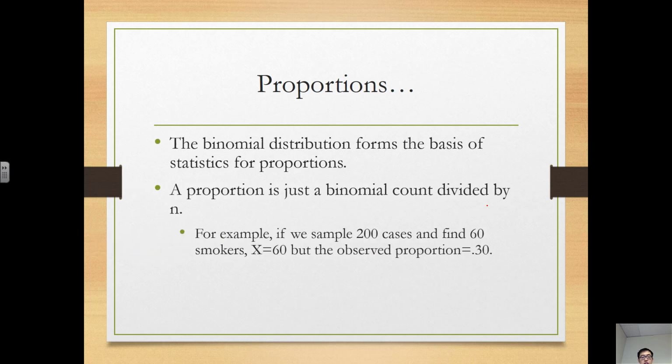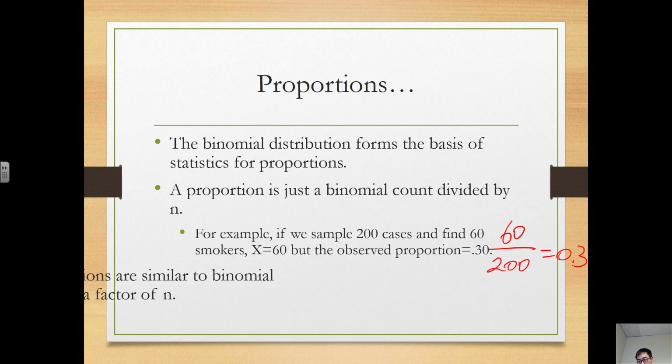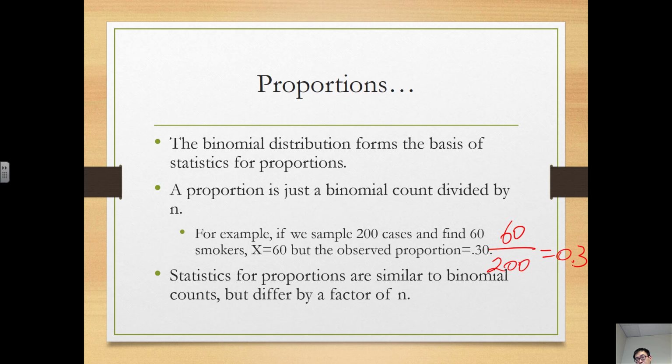So we know that binomial distribution forms the basis for proportions. A proportion is just a binomial count divided by the sample size n. So for example, if we sample 200 cases and find 60 smokers, the observed proportion is just 60 divided by 200, which is 0.3. Okay. So because we can use normal distribution to approximate binomial distribution, we can also use normal distributions to approximate proportions.